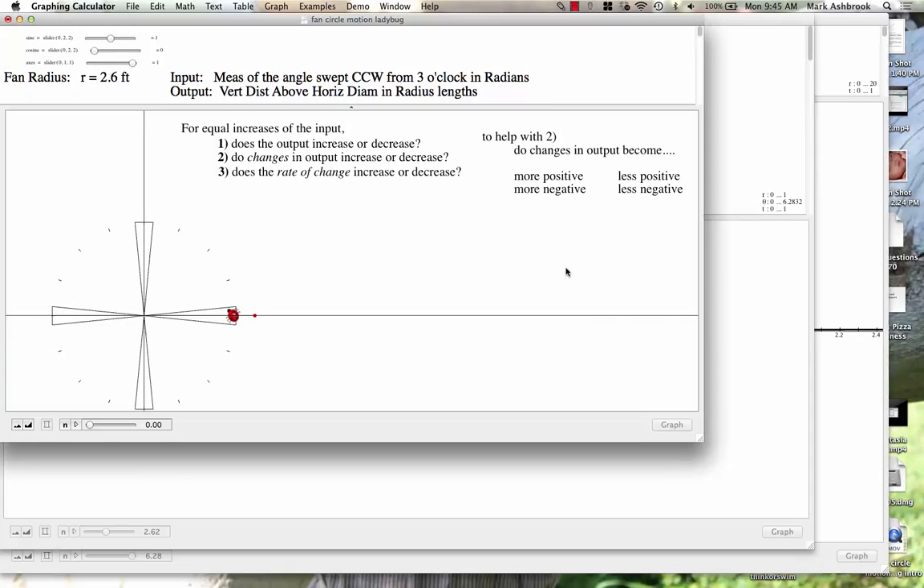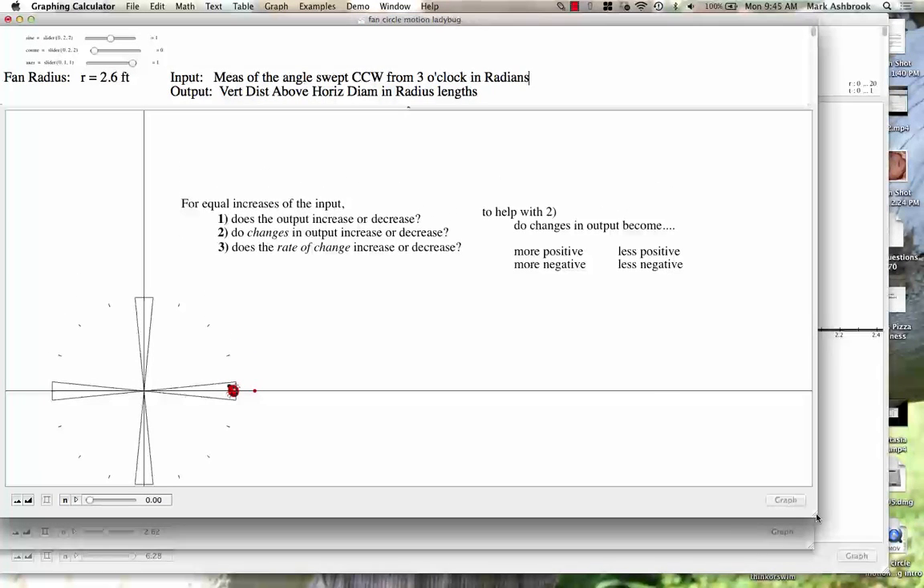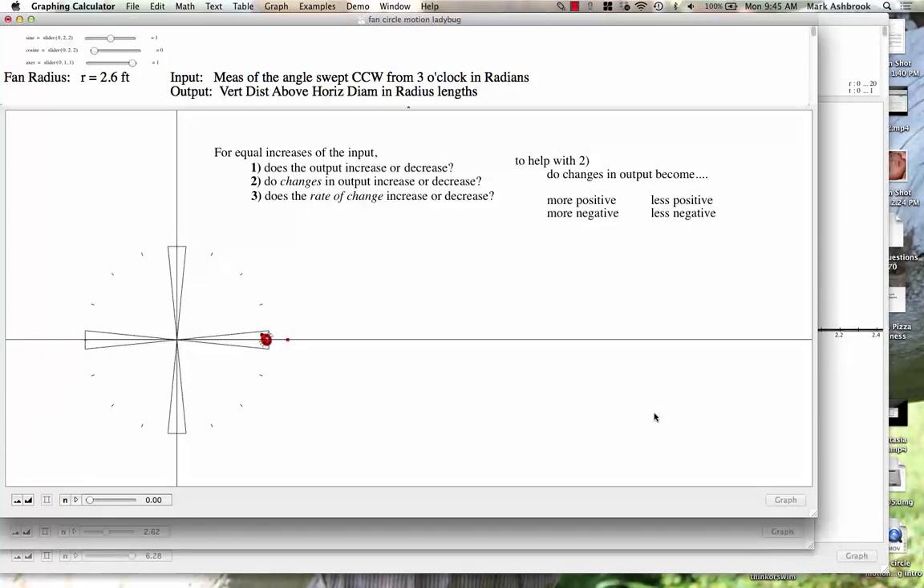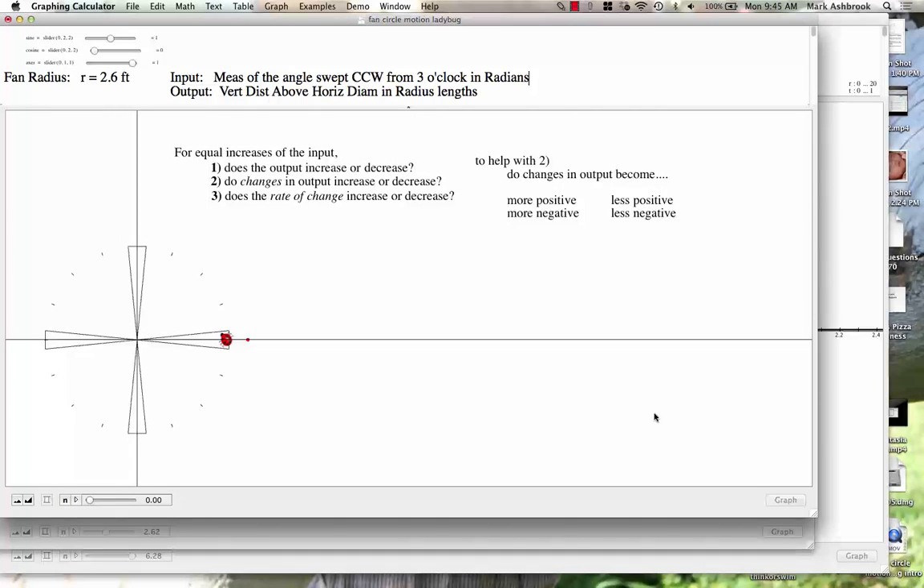And then to help us with that second question, we can ask if the changes are becoming more positive, more negative, less positive, or less negative. That's to help with number 2. Okay, so here's that summary of how we reason about two quantities covariationally. And there's our input and output up above.